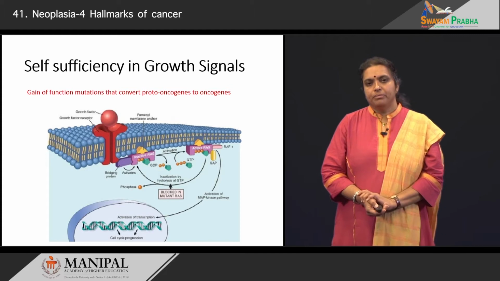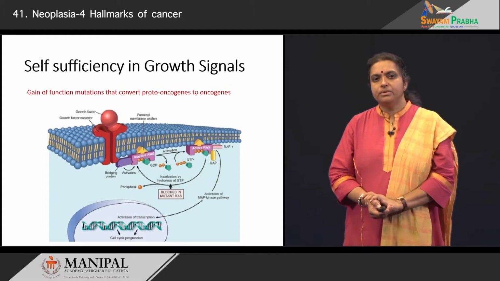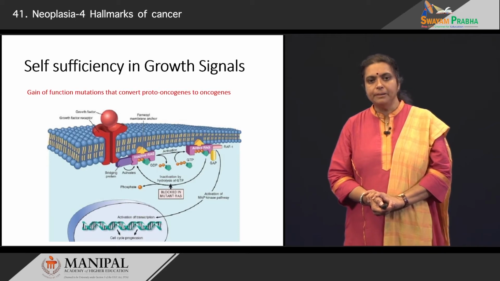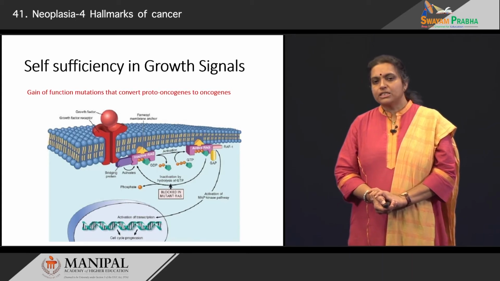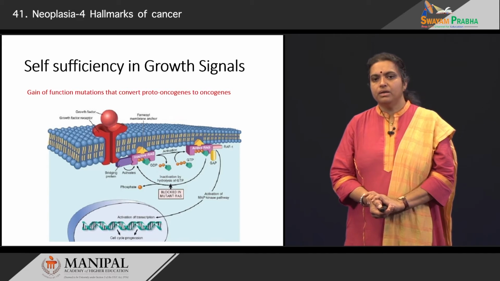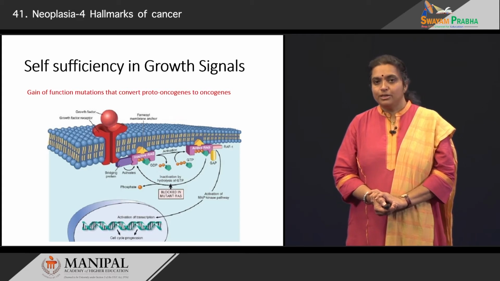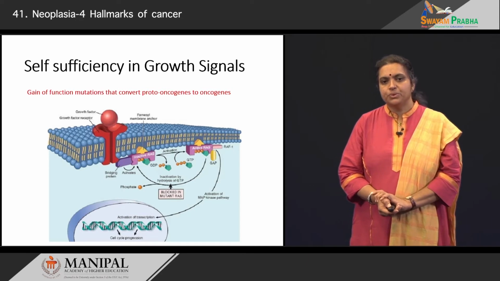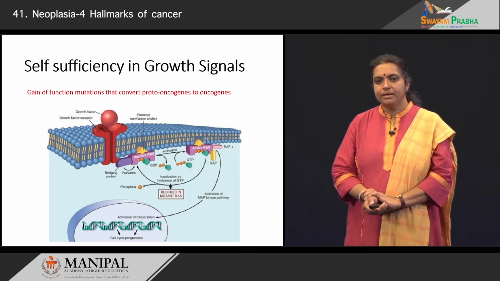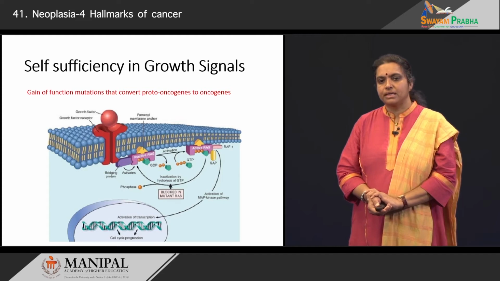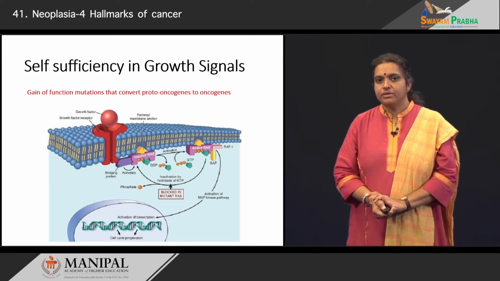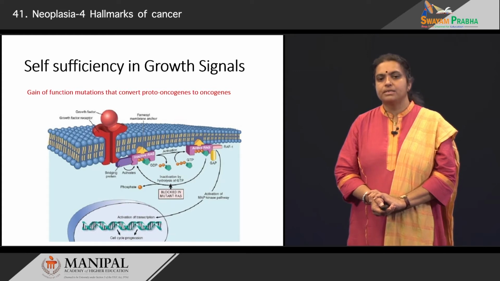Now, before we actually go into the details of the ability of the cancer cell, we will just talk a little about how a normal cell grows or proliferates. This is a picture that shows you the plasma membrane surrounding the cytosol of a cell, and how it is stimulated to grow or proliferate.